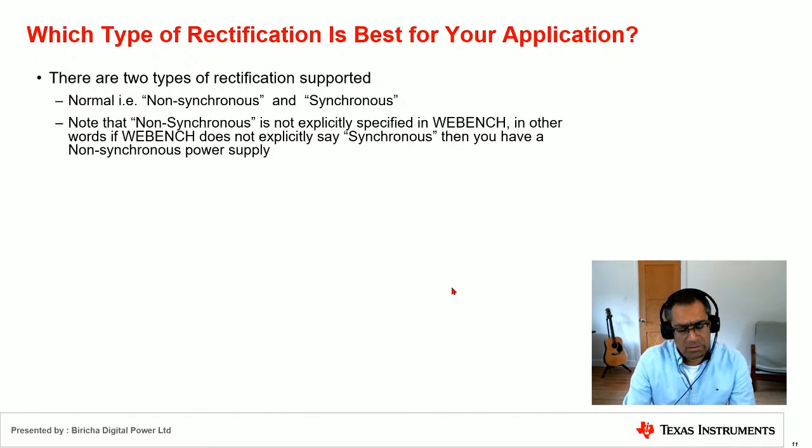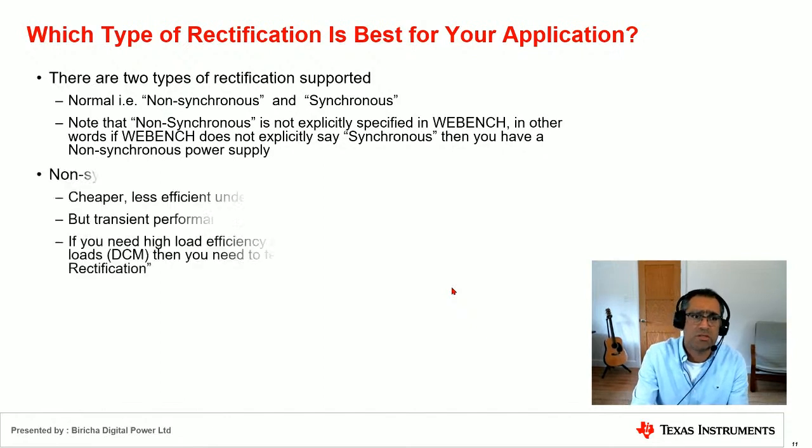You've heard, I'm sure, that people talk about synchronous rectification and non-synchronous rectification. Now, normal means non-synchronous, and then, of course, we've got synchronous. Note that non-synchronous or normal is not explicitly specified in WEBENCH. So unless it says it's synchronous, then WEBENCH means it's non-synchronous, it's normal. Now, where would you use synchronous versus non-synchronous?